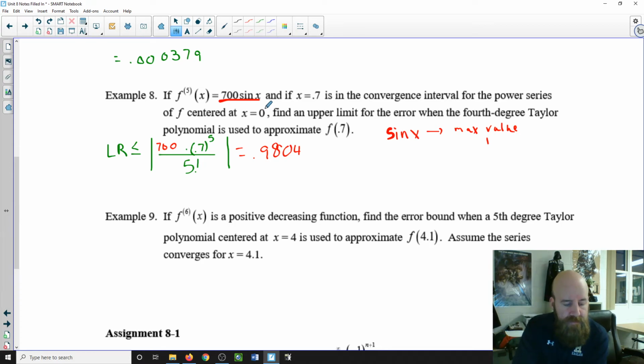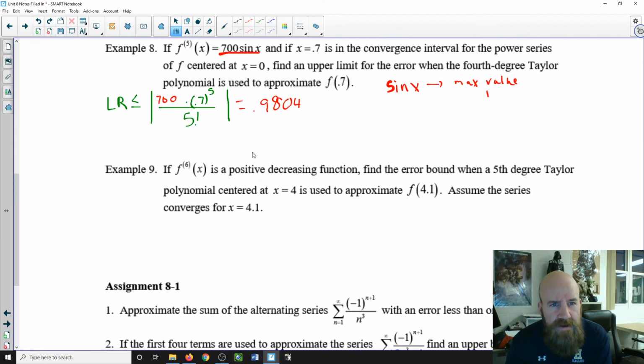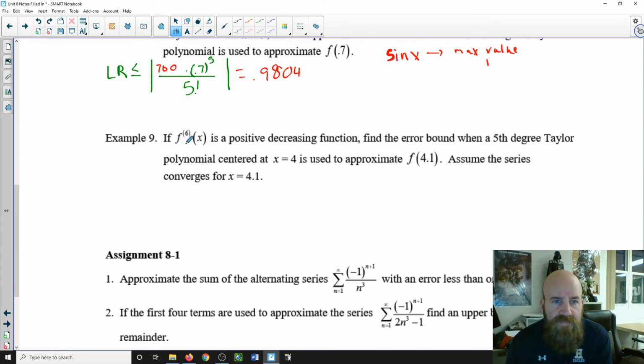All right, so let's go ahead and plug these in. So we have a 6th degree. Okay, so if the 6th derivative is a positive decreasing function, so we're going down, find the error bound when a 5th degree Taylor polynomial centered at 4 is used to approximate f of 4.1. Assume the series converges for x equals 4.1, okay?